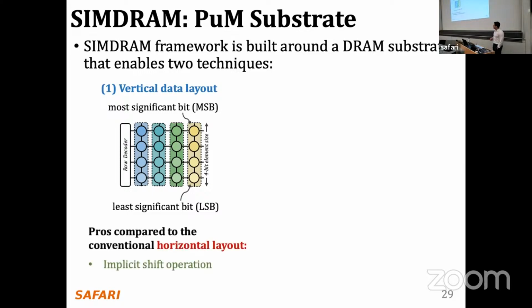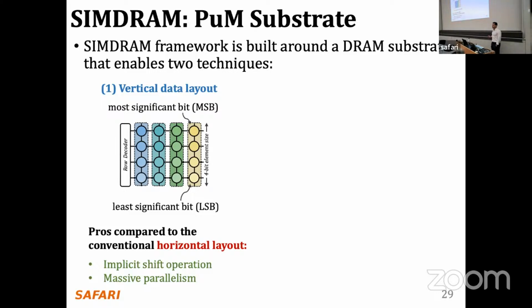What this allows us to do is implicitly shift data using RowClone operations. So if I want to move this bit to this bit position, I just row copy this row to this other row. If this is your most significant bit and this is your least significant bit, and I just want to propagate a carry from here to here, I just copy this bit to this bit using double row activations, as mentioned in RowClone.